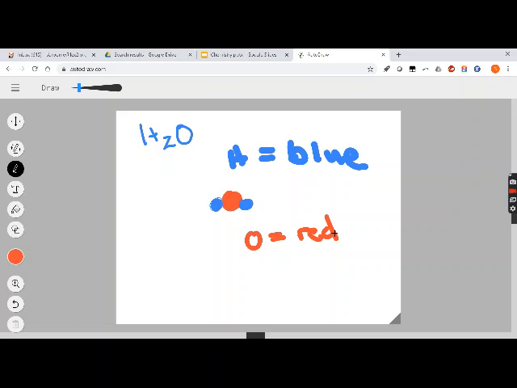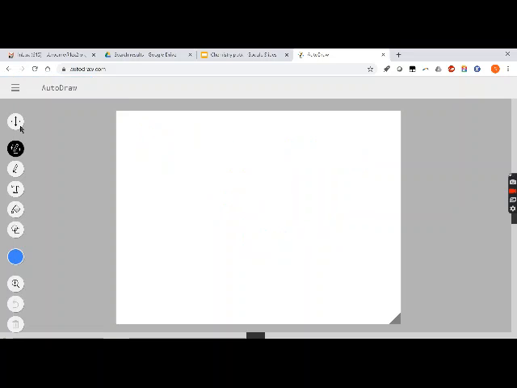So this is one way that a representation of a model of water will look like. Okay? So let's look at another representation. Let's go for sodium.